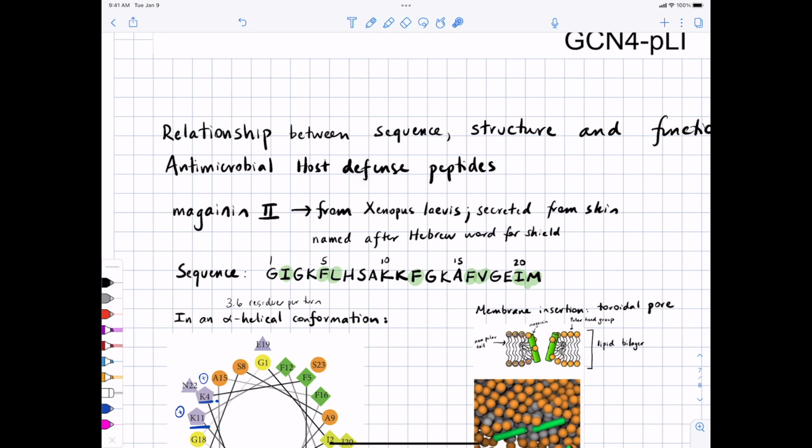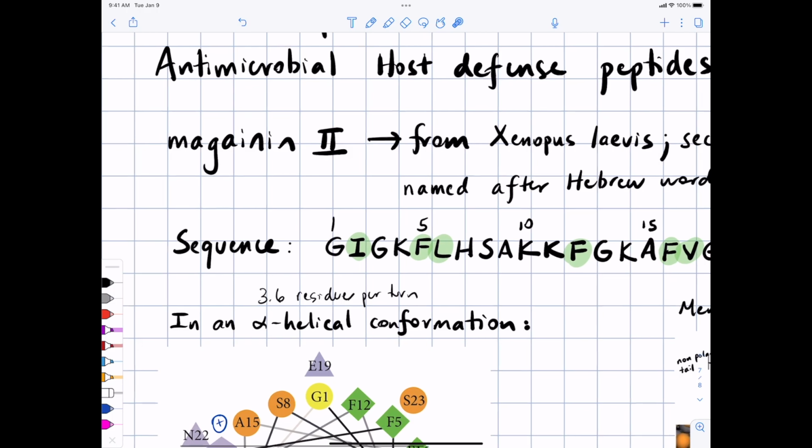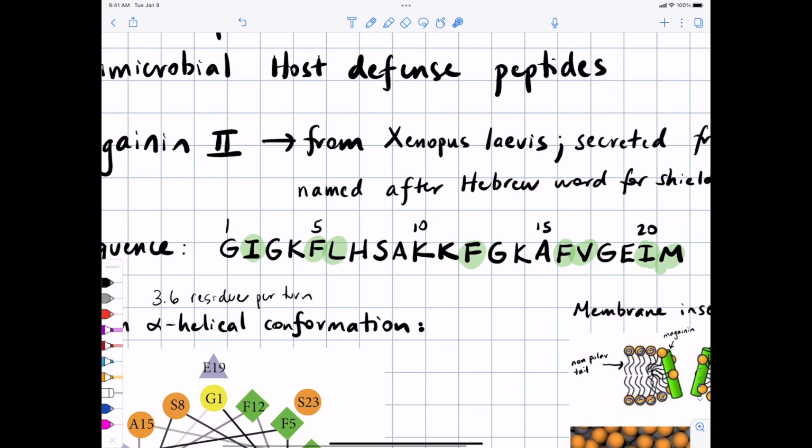The molecule we'll be talking about is called magainin-2, and it is from frogs. The name magainin is actually from a Hebrew word that means shield. So it's a molecule that acts as a shield for frogs, secreted from their skin. It has antimicrobial properties. And so we're going to talk about why it's antimicrobial. This is the sequence. It's 20 or so amino acids long, and in green I've highlighted all of the non-polar ones.